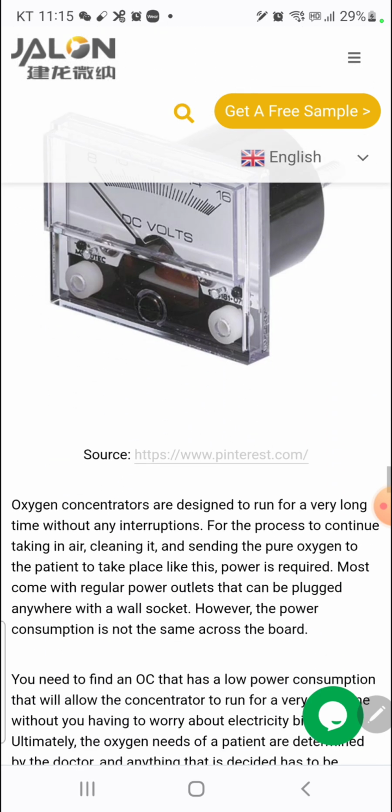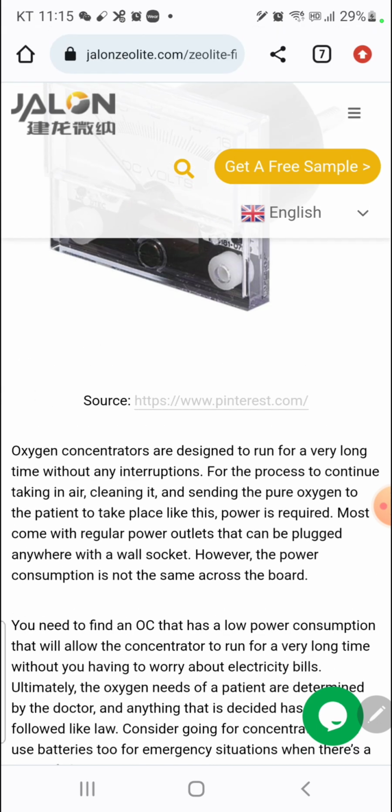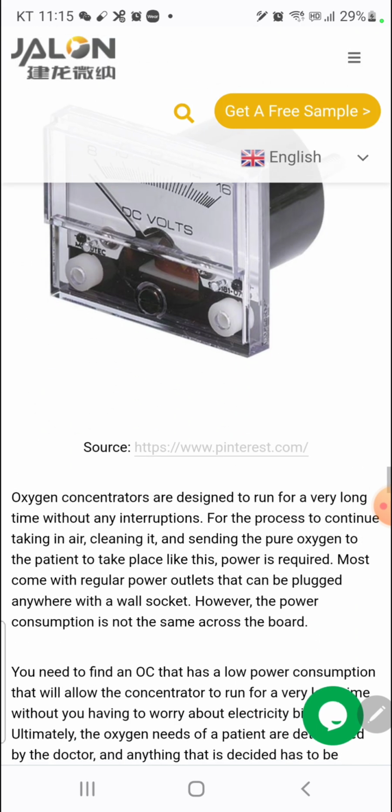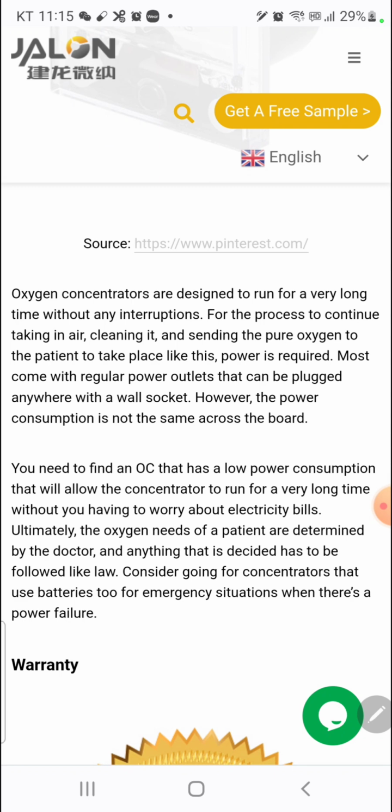Power consumption. Oxygen concentrators are designed to run for a very long time without any interruptions. For the process to continue taking in air, cleaning it, and sending the pure oxygen to the patient, power is required. A lot more power than normal is required.